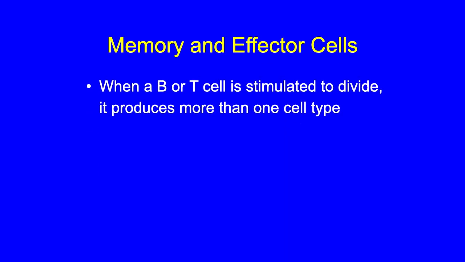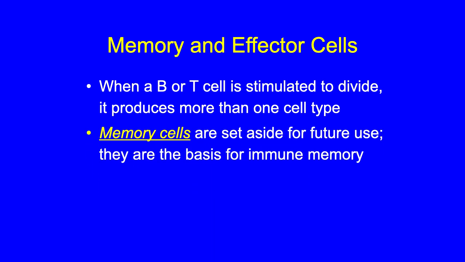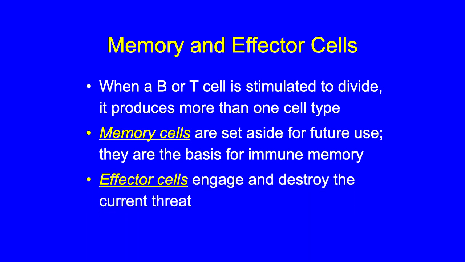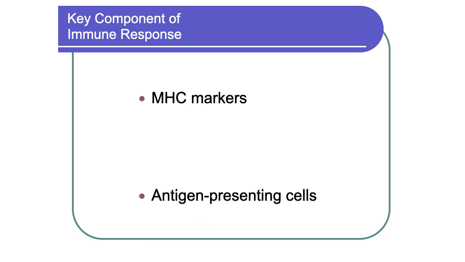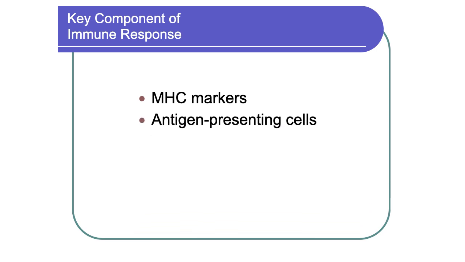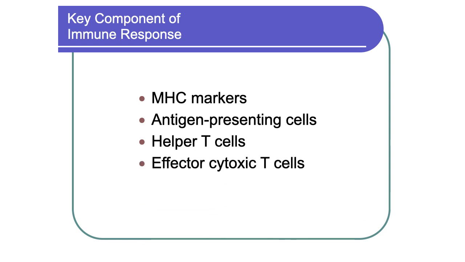Memory and effector cells: when a B or T cell is stimulated to divide, it produces more than one cell type. Memory cells are set aside for future use. They are the basis for immune memory. And effector cells engage and destroy the current threat. Okay, so remember, memory cells are why vaccines work, why you don't get the same disease multiple times. Key components: MHC markers, antigen-presenting cells, helper T cells, effector cytotoxic T cells, natural killer cells, and B cells.